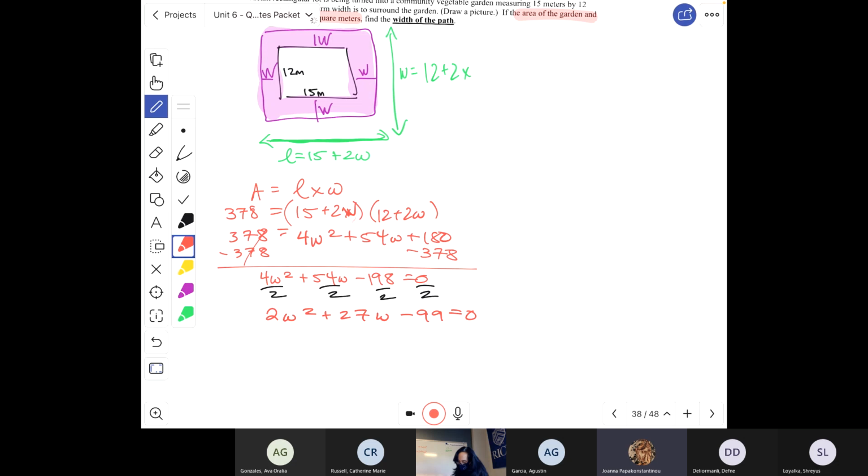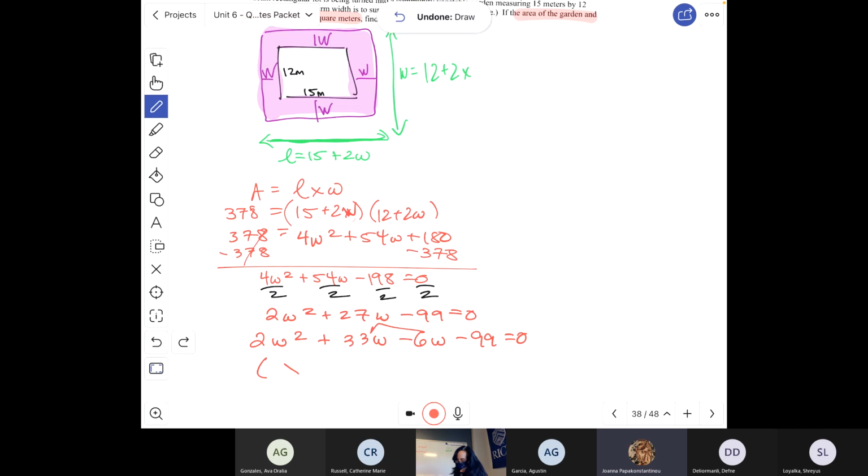Split the middle. 2w squared plus 33w minus 6w. You could use the quadratic formula if you really want, but I'm factoring. Where are you getting the 33? Those are factors of 198, so 33 and 6. You've got to multiply by 2. Okay, so if I factor that, I'm going to have w minus 3 and 2w plus 33.